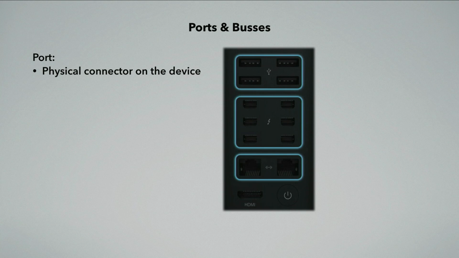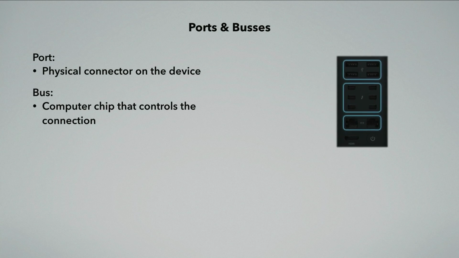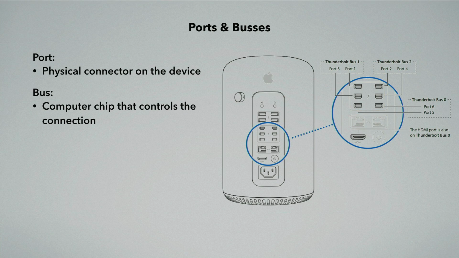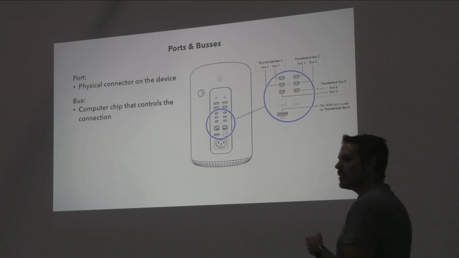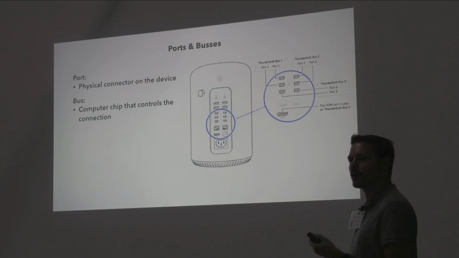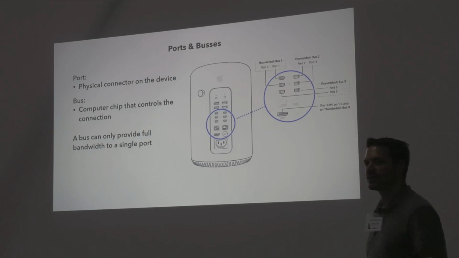And the reason for that is that every port has to be on a bus. And a bus is the computer chip that controls the connection. So on the Mac Pro, for example, if we look at the Thunderbolt bus, you'll notice that each bus has 2 ports. So that means that each bus here is able to produce 20 gigabits per second. But that means that if you have 2 things plugged in, they're going to have to share that 20 gigabits per second. So a bus can only provide full bandwidth to a single port.